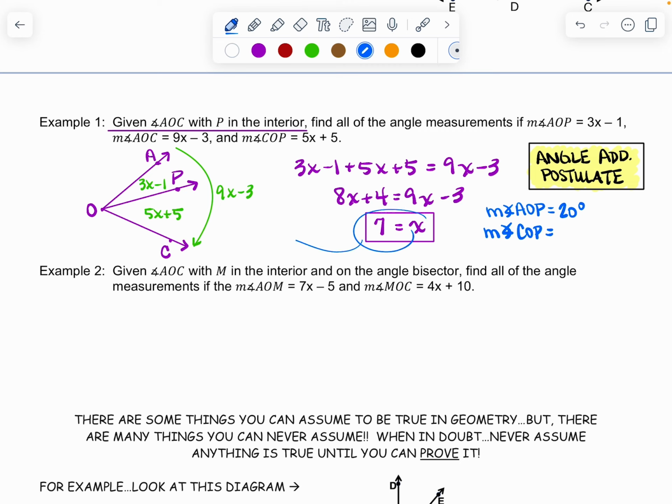Then I'm going to do the other one, which is COP. So I'm going to take that 7 and plug it into 5x plus 5, which is going to give me 35 plus 5, so that's 40 degrees. All right, so far so good, but that doesn't check my work until I go find the measure of angle AOC, which I clearly know should be 60 because that's what 20 plus 40 is.